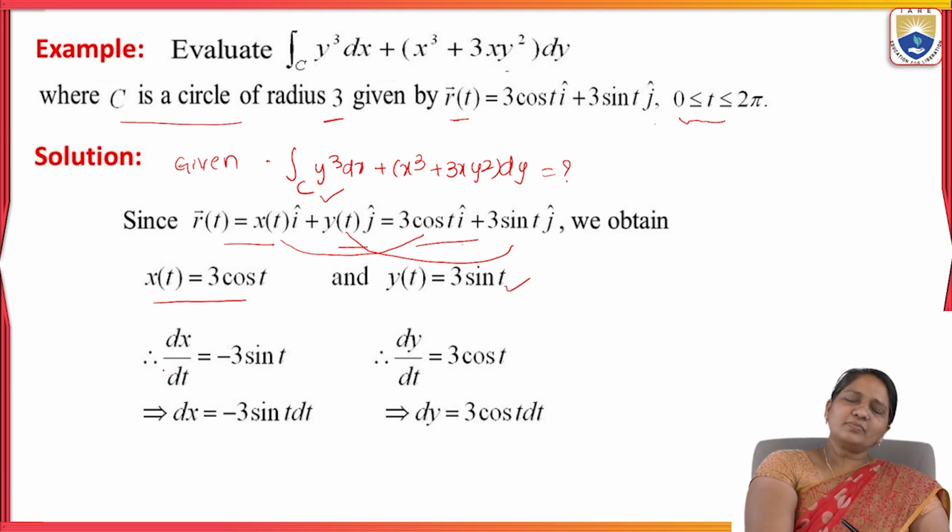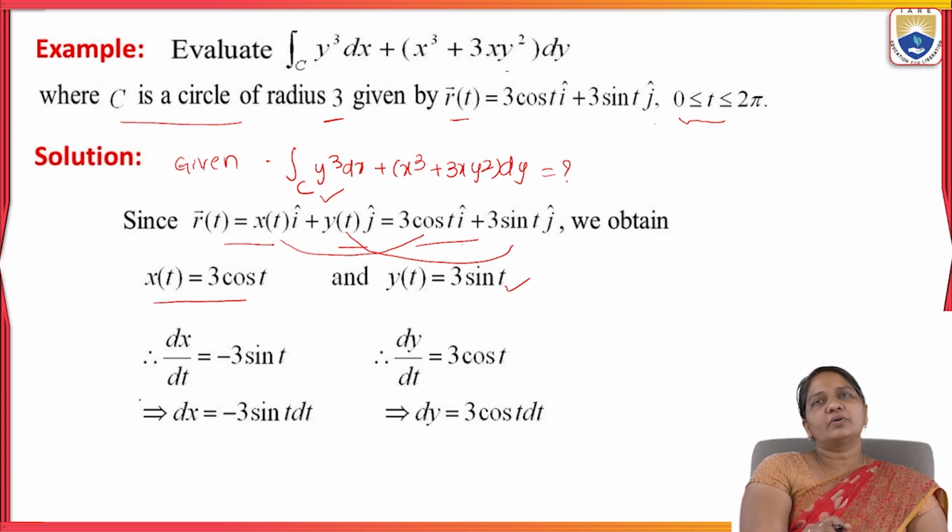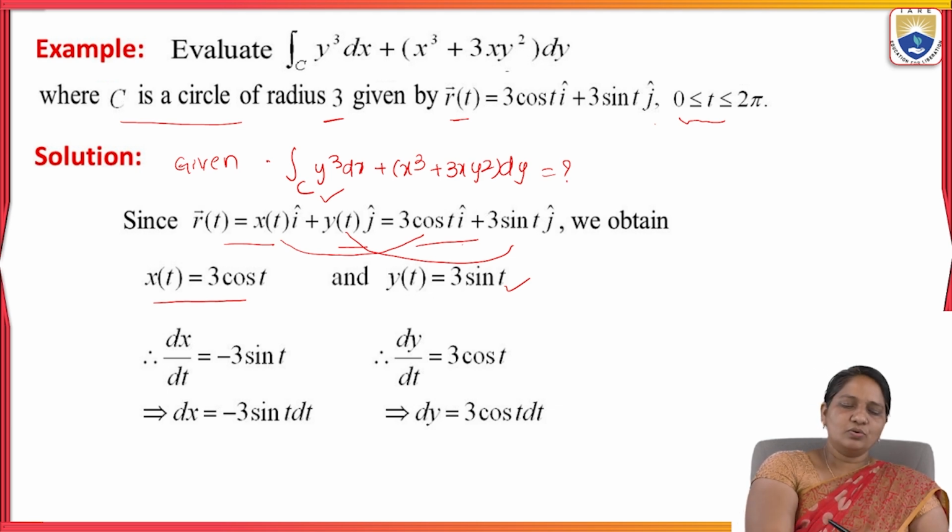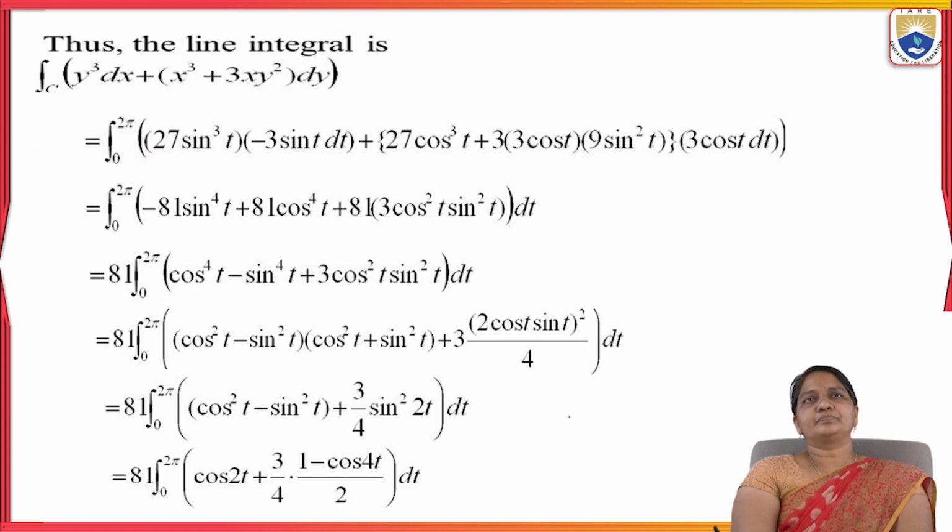Now I am going to calculate dx by dt. Why? Because I need to convert all terms in terms of t. So based on that, first I need to know this value. dx by dt: 3 is the constant, and the derivative of cos t is minus sin t, so dx by dt is minus 3 sin t. And dy by dt: 3 is the constant, and the derivative of sin t is cos t. So dx equals minus 3 sin t dt and dy equals 3 cos t dt.